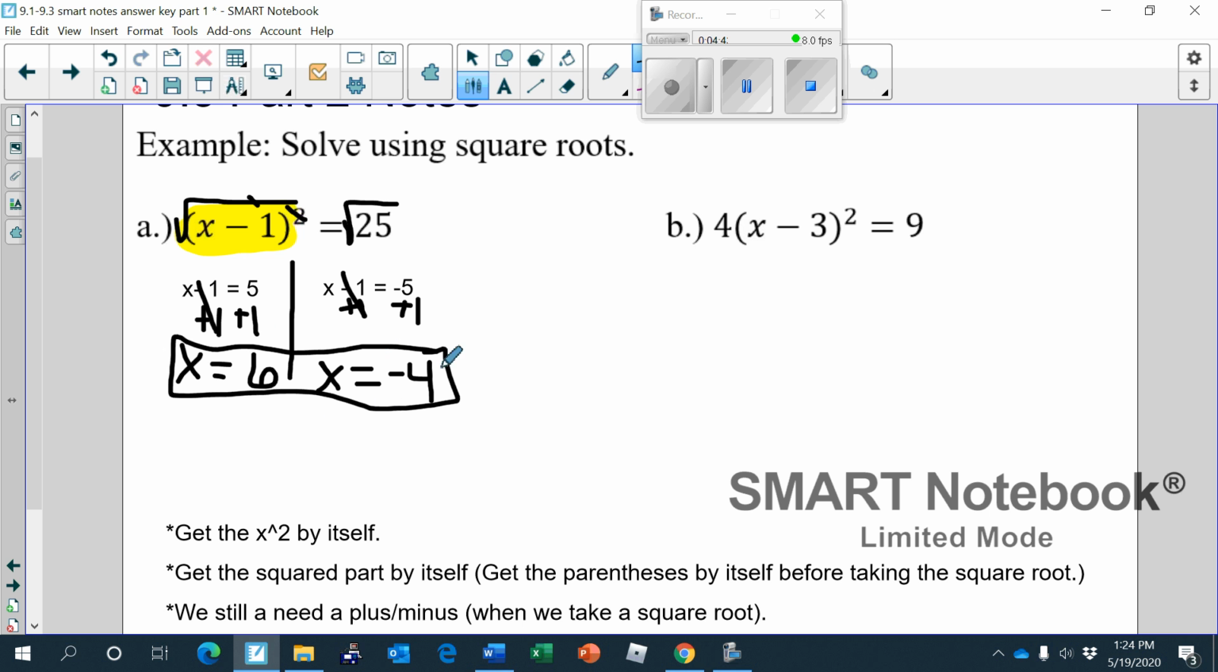So that's why both answers work. All right, let's go to letter B. So letter B, there is an issue here. Why? Why is there an issue? Good, because the 4 is in front, right?